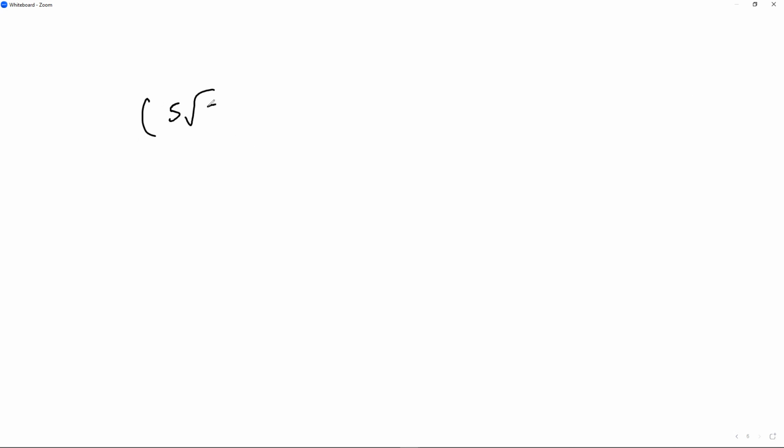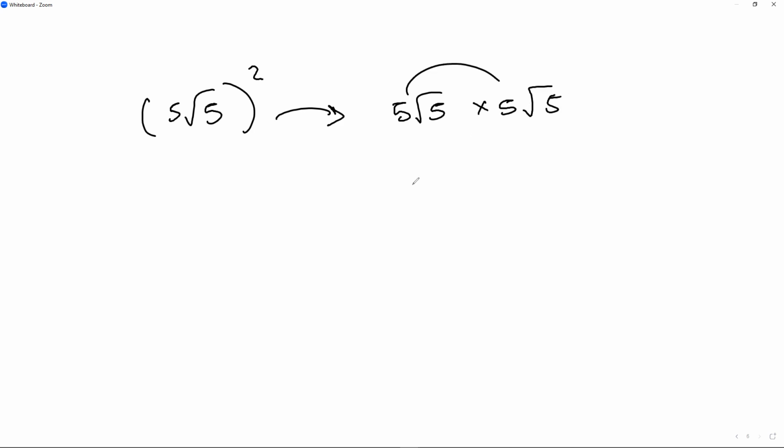If I've got 5 root 5 squared, then I'm technically multiplying 5 root 5 times 5 root 5 by itself. 5 times 5 is 25, and root 5 times root 5 is 5. 25 times 5 is 125. Okay, cool. Let's have a look at the next level. Suppose I've got now root 8 plus root 32.